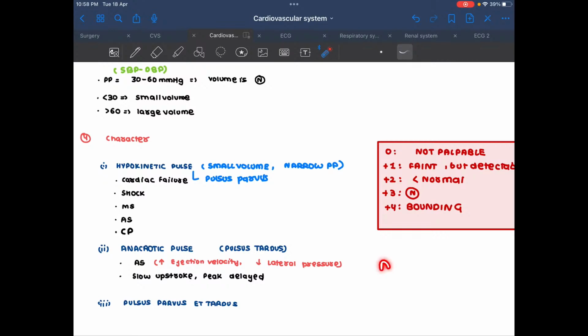Where is it seen? Mainly it is seen in AS. That's your aortic stenosis. Okay? Then we can have something known as pulsus parvus et tardus. This was only pulsus tardus. Tardus means occurring slow, right? Tardus means slow. What about parvus? Parvus means small. Okay?